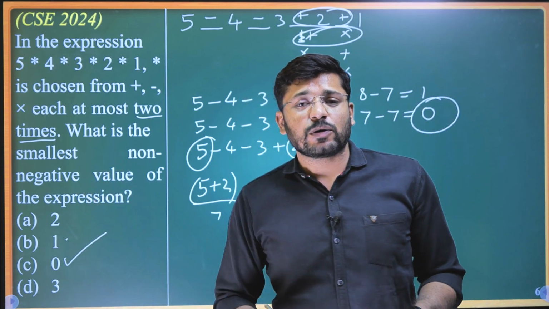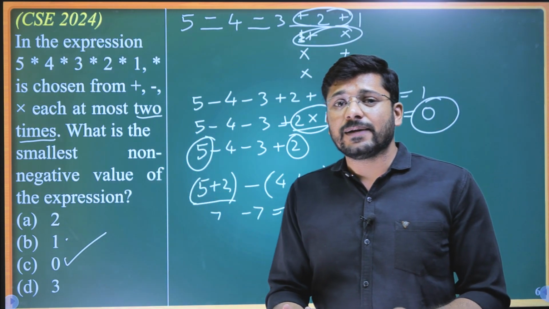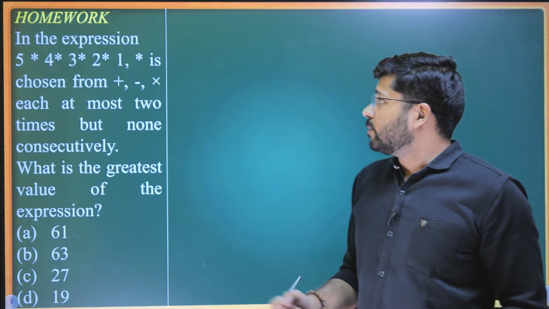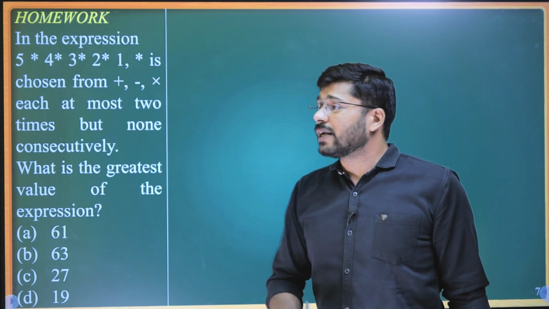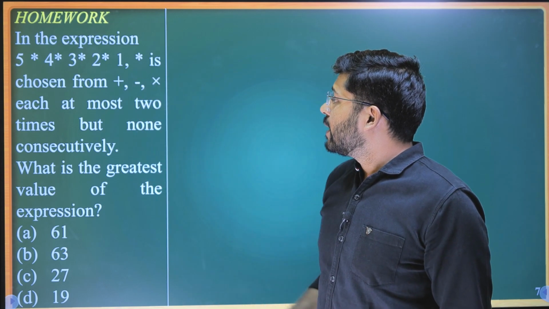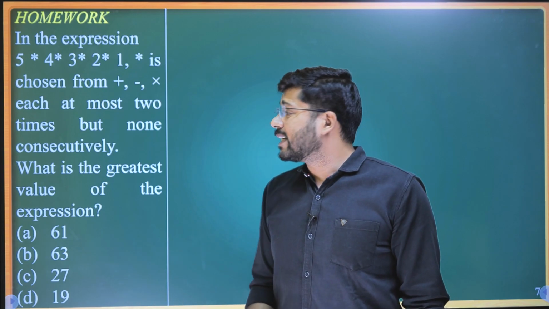This was an easy level question. Based on this, we shall try a little bit difficult question, and that will be your homework question. This is your homework question. In the expression 5 star 4 star 3 star 2 star 1, star is chosen from plus, minus, into, each at most 2 times, but none consecutively.